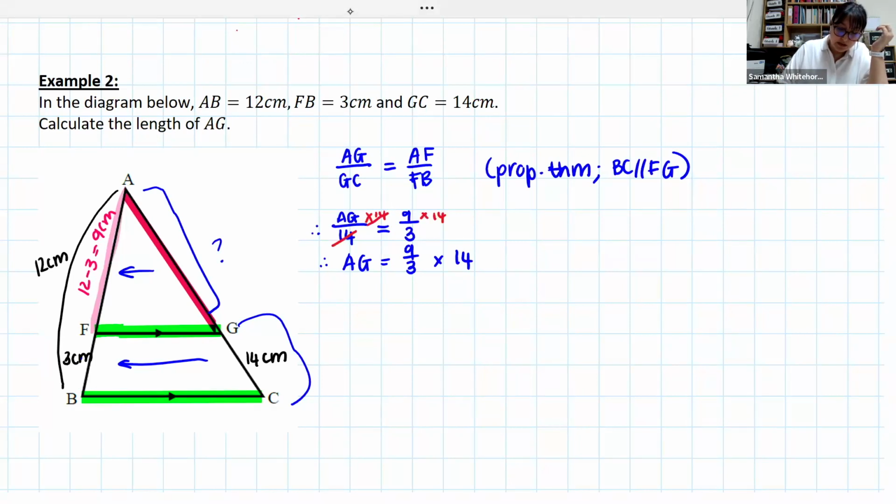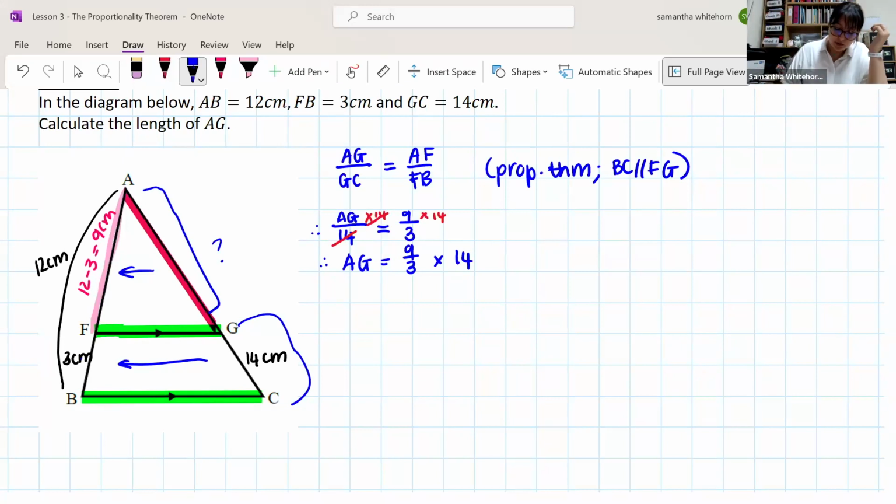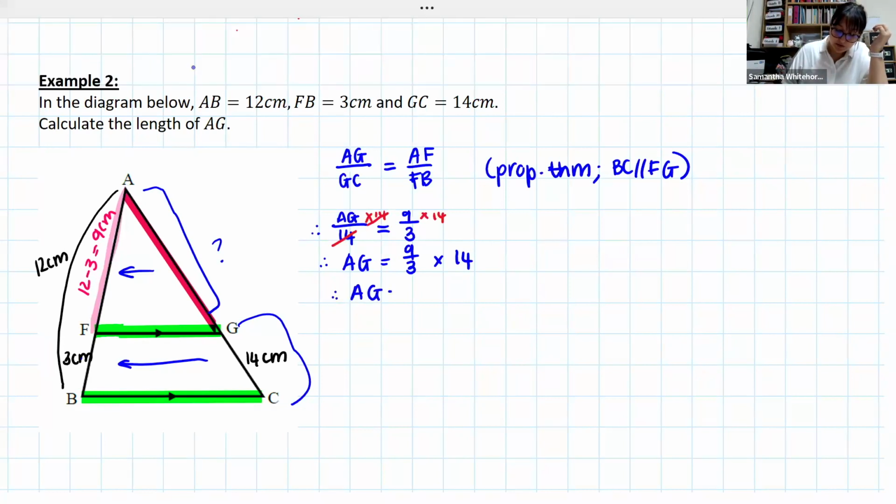Okay, so 10 seconds. Someone either unmute yourself, tell me, or just put it in the chat. What is 9 over 3 times 14? What is the length of AG?